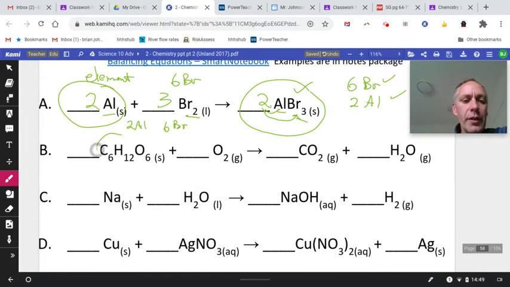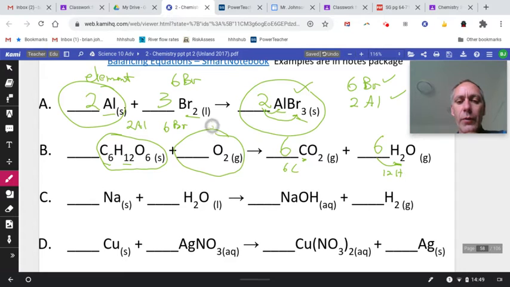Again, start with the most complex molecule first and get it balanced. 6 carbon. Here's my only carbon, so it must have a 6. 12 hydrogen. Hydrogen's only found in this one spot. So I put a 6 in front. 6 times 2 is 12 hydrogen. 6 carbon. Now, all I have left is oxygen, and that's good because we have oxygen as an element.